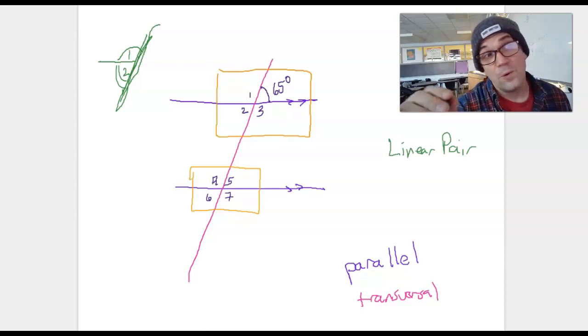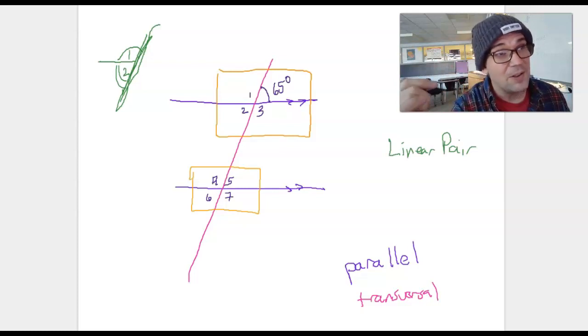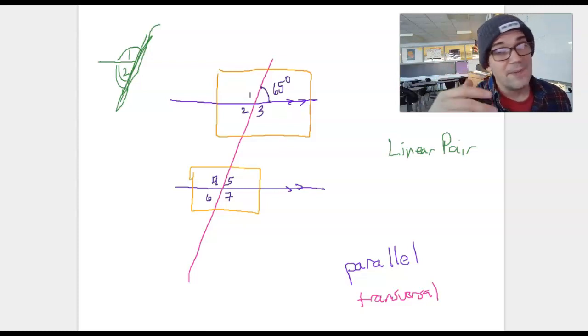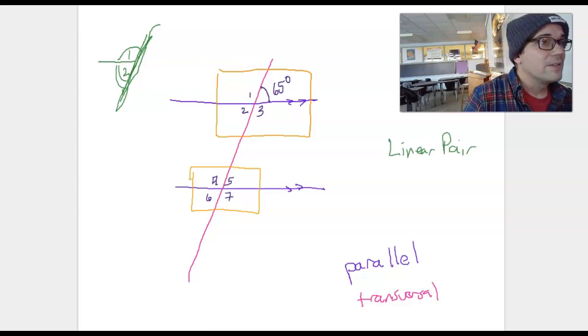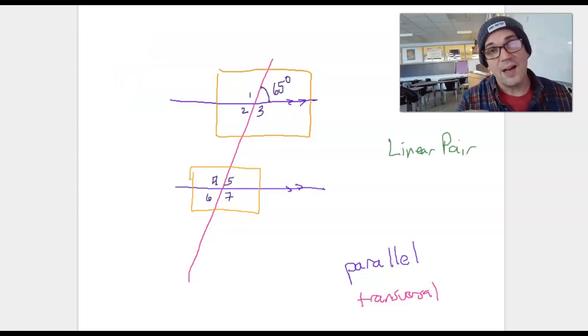So maybe you were thinking 4 and 6 are a linear pair. 6 and 7 are a linear pair. 7 and 5 are a linear pair. There's a lot, like those, they have to be basically right next to each other and make a straight line. If they make a straight line, we know they add up to 180.